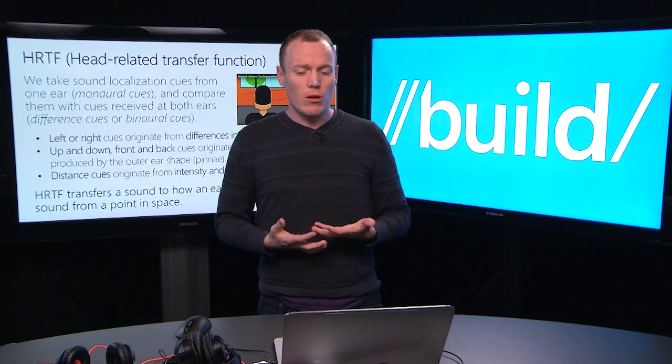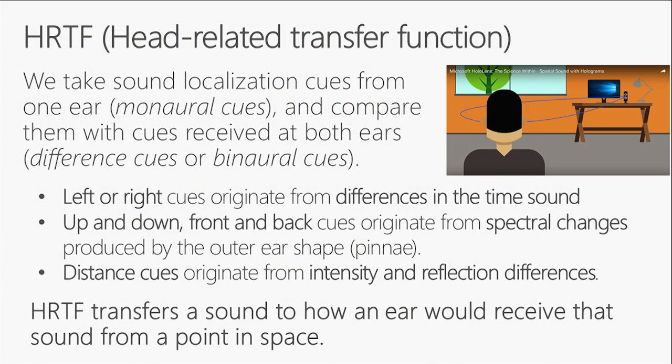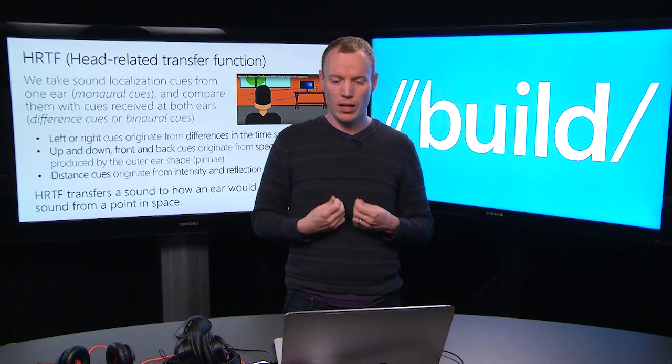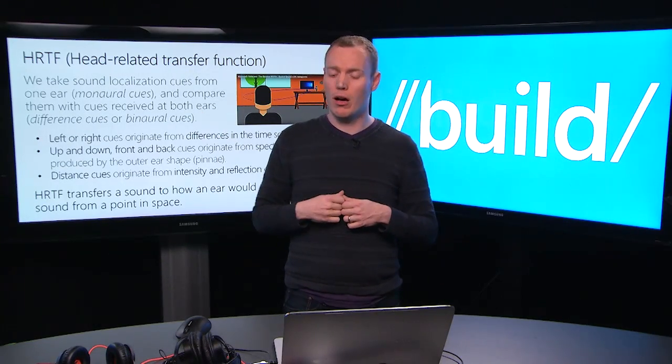We basically take sound localization cues from one ear and compare them with cues from the other ear. How that works for left or right is that sound that's coming from a certain direction will arrive sooner at one ear than it will at another. Up, down, front and back cues originate from spectral changes produced by the outer ear shape. And distance cues come from intensity and reflection inside of a room, so basically reverb. So in conclusion, an HRTF transforms a sound to how an ear would hear it as if that sound was really coming from a real-life position.